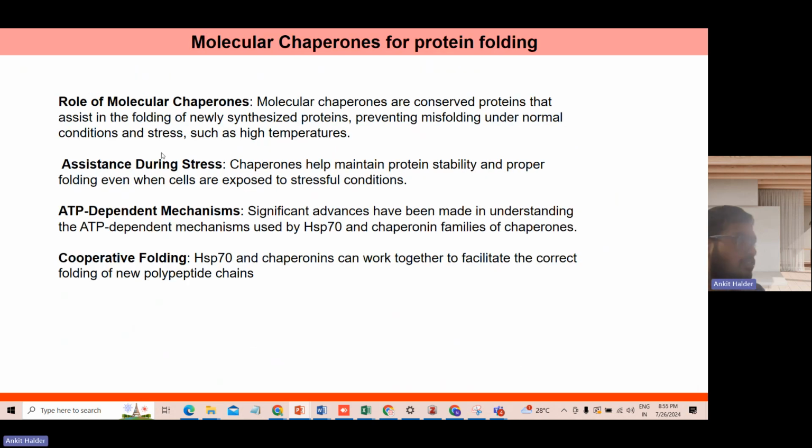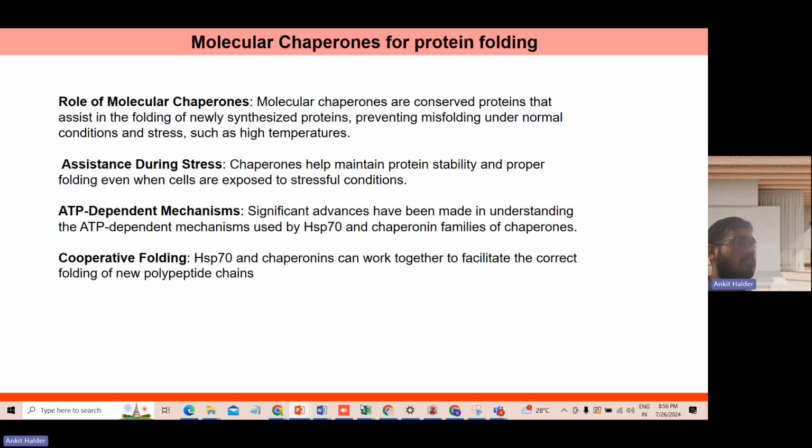So molecular chaperones are conserved proteins that assist in folding. They play a very huge role in assisting the folding of newly synthesized proteins and preventing misfolding under normal conditions and stress, such as high temperatures. So any change in the chaperones would also be very crucial.